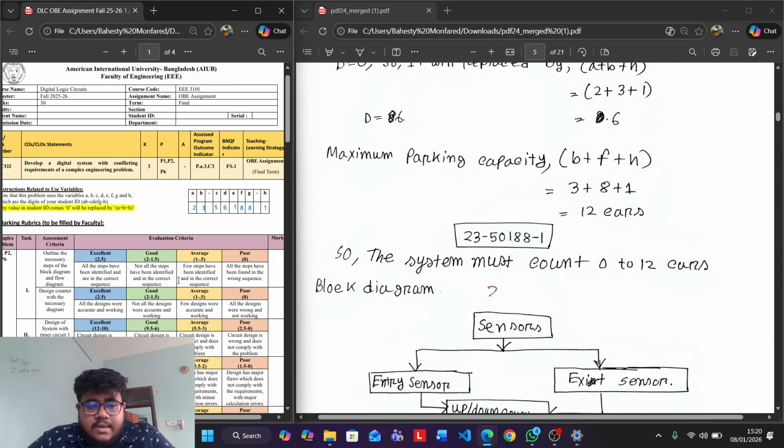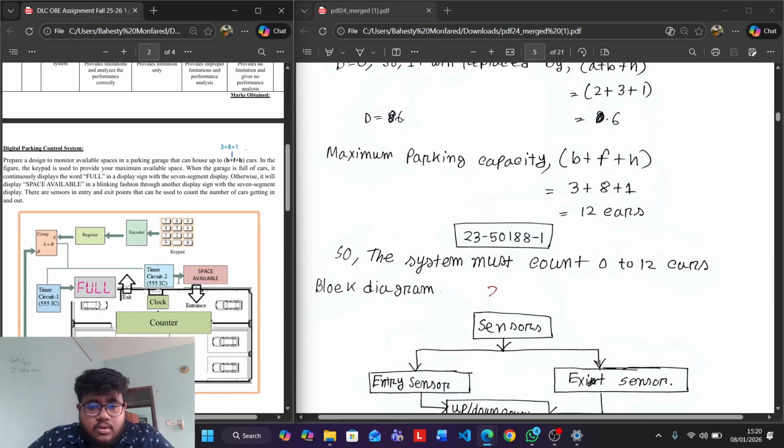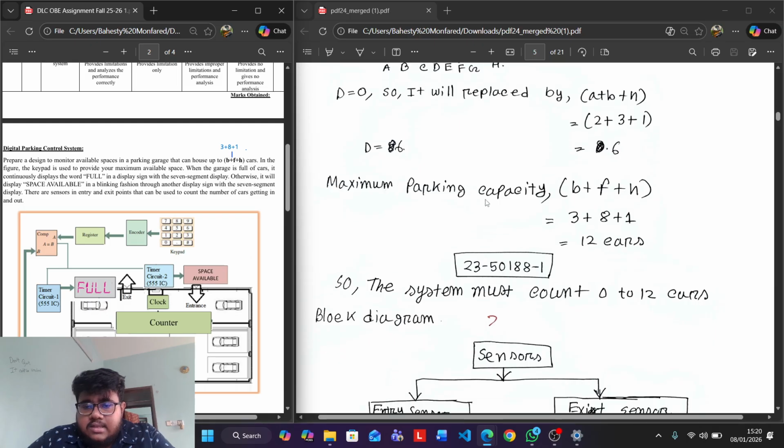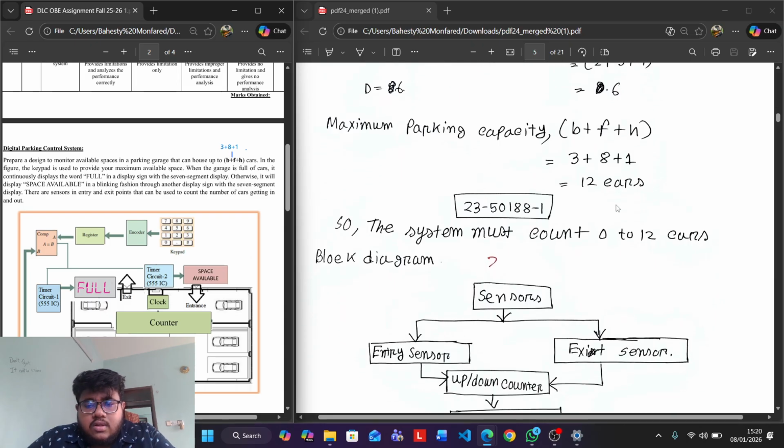Here is the maximum capacity rule, that it will be BFH. My B is 3, F is 8, and H is 1. So my maximum car capacity is 12 cars.